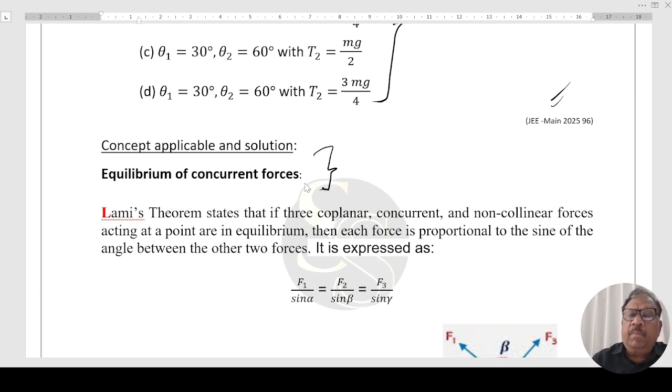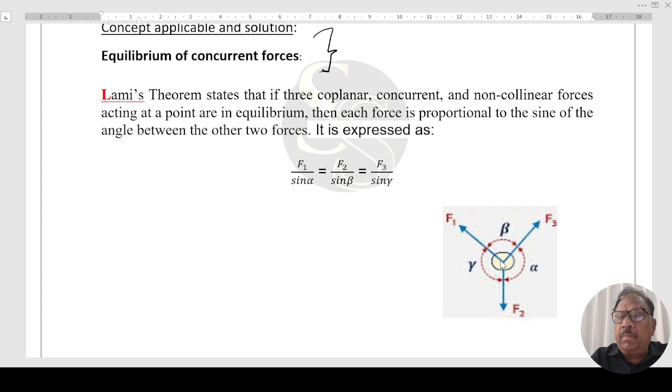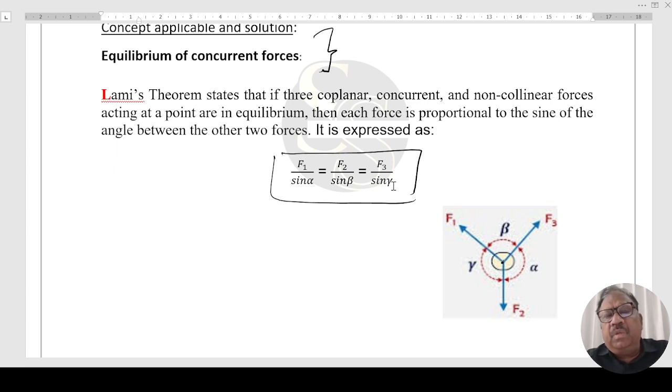Concurrent forces, with three forces acting at a point object, and the object is in equilibrium. In that case, F1 upon sin alpha, where alpha is the angle opposite to F1, between the other two forces, equals F2 upon sin beta, the angle opposite F2, equals F3 upon sin gamma. This is Lami's theorem, and it is applicable in this case also.